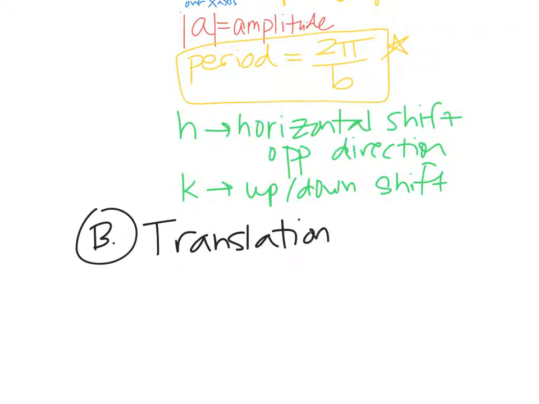You need to know your parent functions for sine and cosine. You need to know that sine goes through the origin and cosine goes through the point (0, 1). Once you have that, you're pretty good. All right, so here we go.